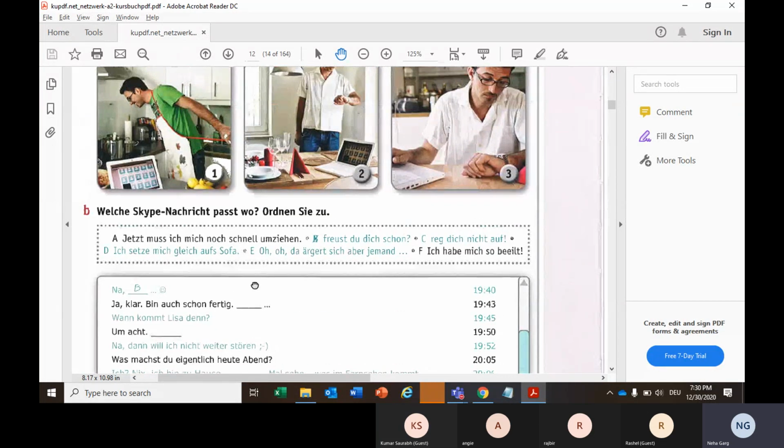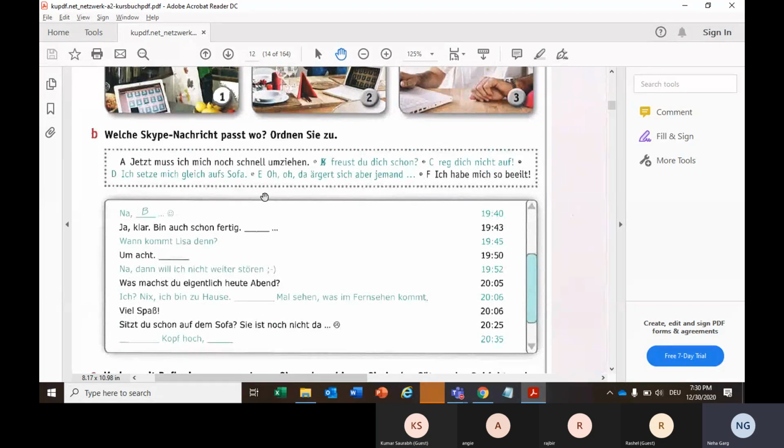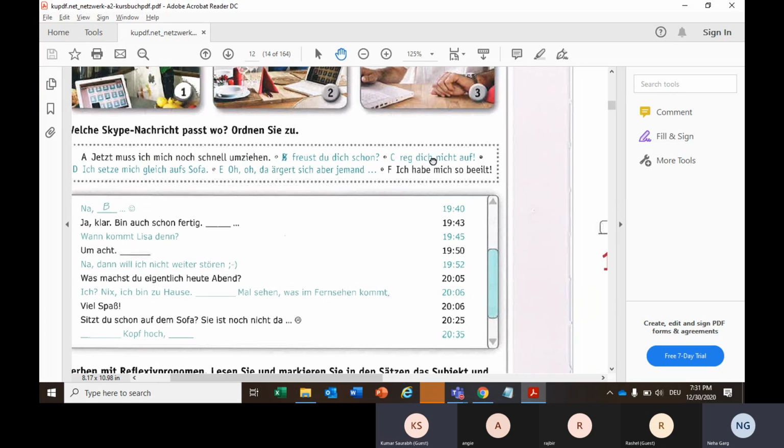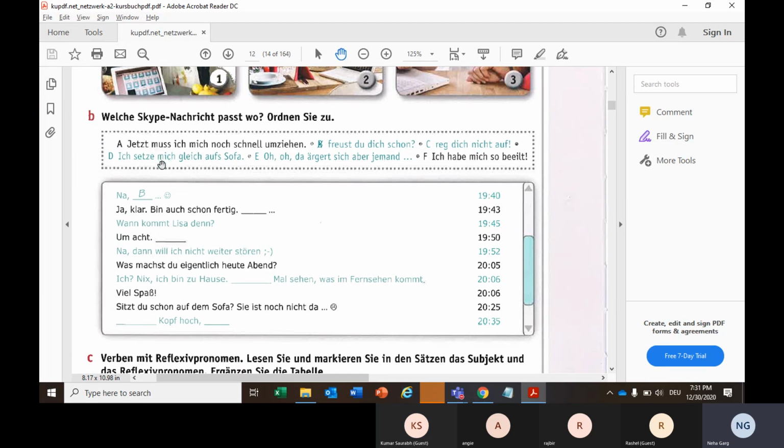So this person is telling himself, now I have to change the dress. Sich umziehen, that means to change the dress. Freust du dich schon? Are you happy? Sich freuen. Freust du dich? Freuen bedeutet to be happy. Dann reg dich nicht auf. That means don't get upset or don't get angry. Ich setze mich gleich aufs Sofa. Now I'm sitting on the sofa. Auf das Sofa. So auf plus das is aufs Sofa.